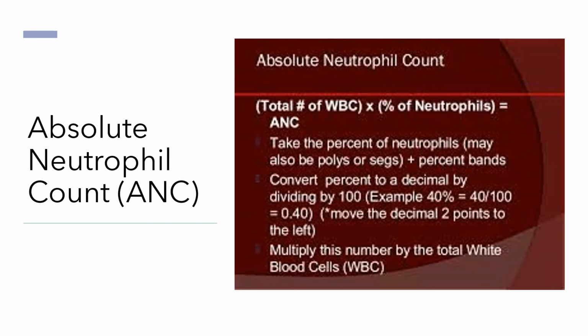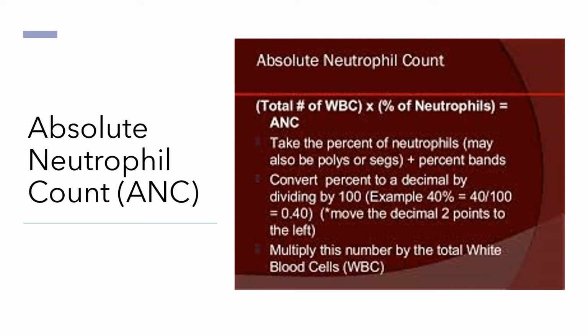Absolute neutrophil count, or ANC, measures the percentage of neutrophils in the white blood cell count and is determined by multiplying the total white blood cells by the percentage of neutrophils, which again are segmented neutrophils and segmented bands. A normal value of an ANC is 1,500. Mild neutropenia is 1,000 to 1,500. Moderate neutropenia is 500 to 1,000, and severe neutropenia is anything less than 500.